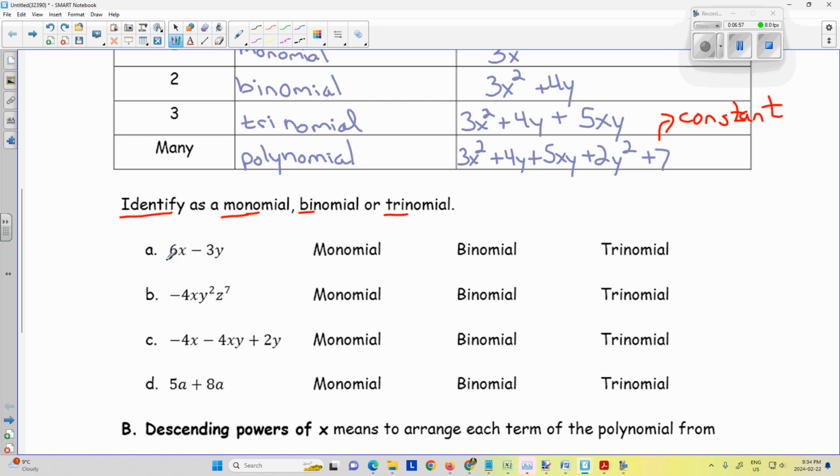Okay, I've got an x, and I've got this one here with a y. So it's got 2 different terms, so it is a binomial. And I want you to notice right away, I'm underlining these different terms. So use a straight line here, use a squiggly line.